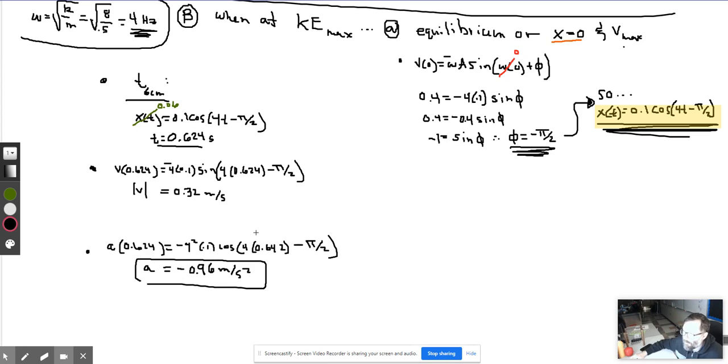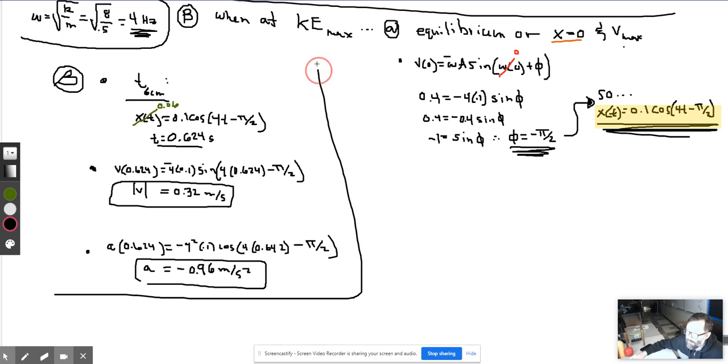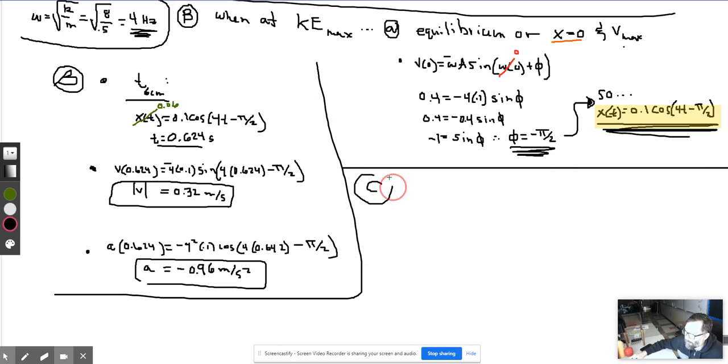All right, so we've gotten all of our part B stuff done there. Okay, so we just figured out what time it took to get to 6 centimeters and then plugged it into our velocity and acceleration equations. Let's go on to part C. So this is part maybe B right here. Kind of block that off. And now we can go to part C maybe here.